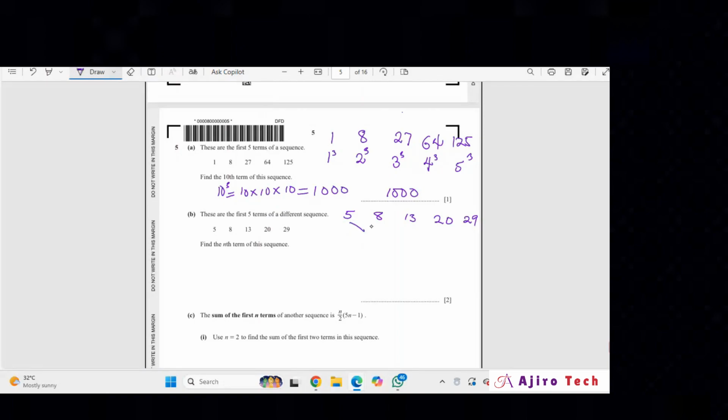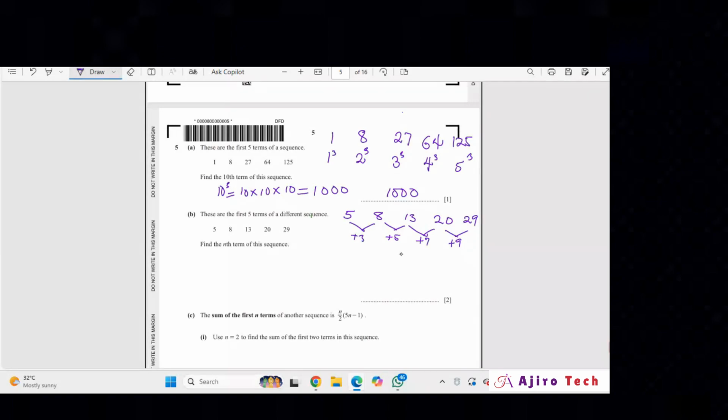Now, if you want to find the answer, let's take the difference and see first. The difference here is plus 3. That is 8 minus 5. 13 minus 8. 20 minus 13. All the differences here are what? I think when you look at this, the first one is plus 3, this one here is plus 5. So you need to take the difference, please. The next number is plus 7. The next number is going to be plus 9. Yeah, plus 9. So these are the differences.